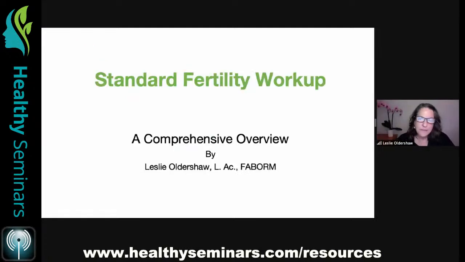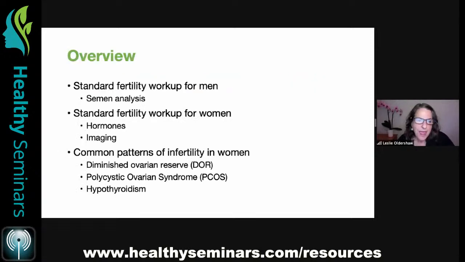So our first section is going to be the standard fertility workup. And what we're going to be looking at in this section is, to start with, the standard fertility workup for men, which is a semen analysis. The standard fertility workup for women includes hormones and imaging. And then we're going to also examine some of the common patterns of infertility in women, including diminished ovarian reserve, or DOR, polycystic ovarian syndrome, PCOS, and hypothyroidism.